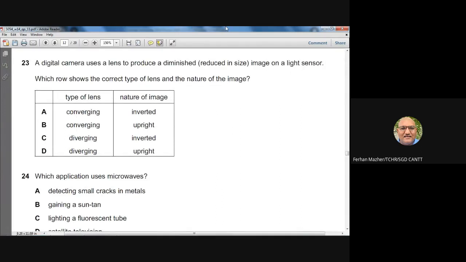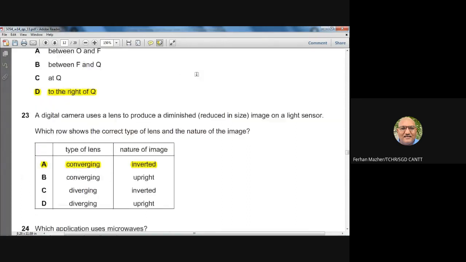A digital camera uses a lens to produce a diminished image on a light sensor. Which row shows the correct type of lens and the nature of the image? In the camera, we use a converging lens, and the image formed is real, diminished, and inverted. So we will be using a converging lens, and the nature of the image will be inverted. Question number 23, A is the right option, sir.